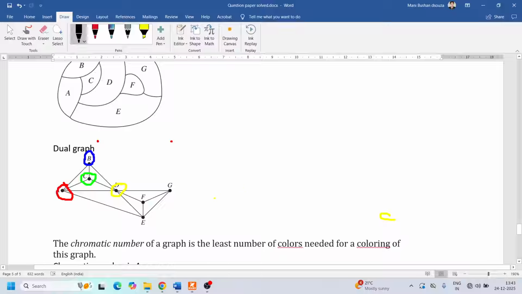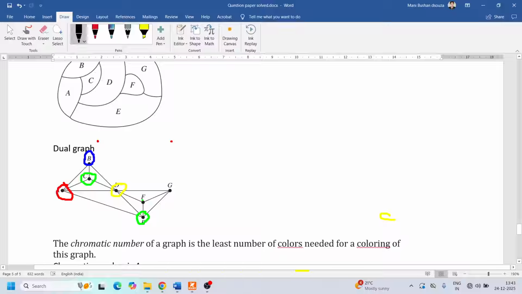Now coming to the next one, E. You notice E cannot be red because it is directly connected to this. You cannot have yellow as the color because yellow is directly connected over here. I can have green here because green is not directly connected, there is no edge here. So I can draw this one as green.